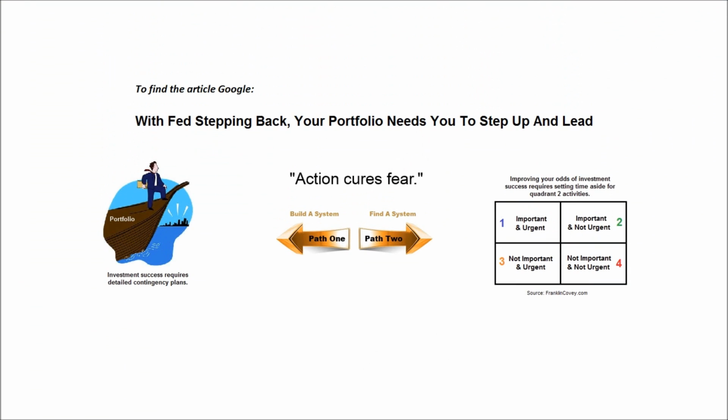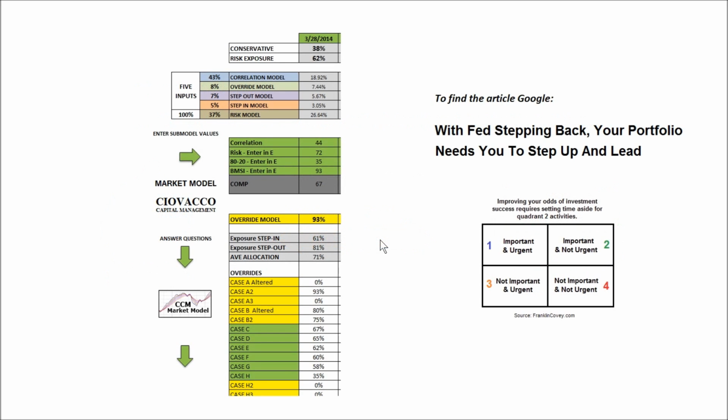In a recent article that covered the need to perform some Quadrant 2 investment activities, we noted that back-tested systems help investors sleep better at night. This is a partial screenshot of the master CCM market model as of the close on Friday, March 28th. The model does numerous things, but the most important thing is recommending a prudent exposure between risk assets such as stocks and conservative assets such as bonds.